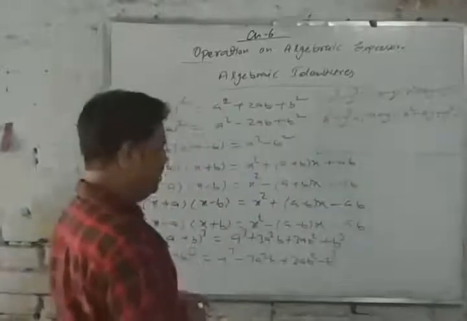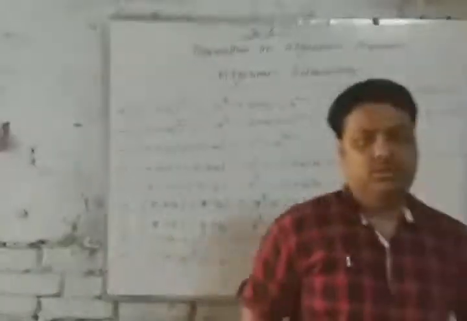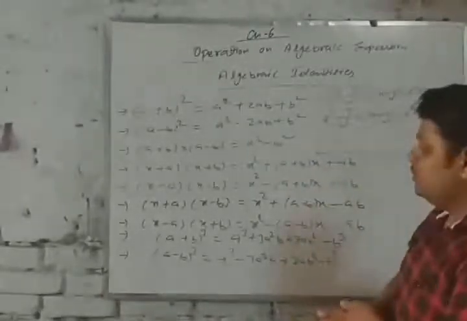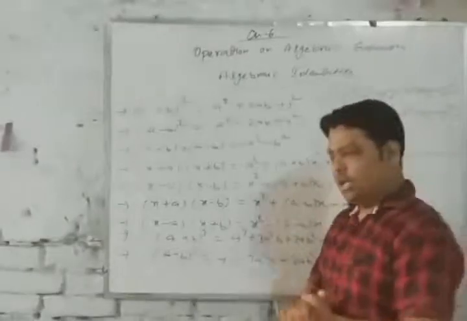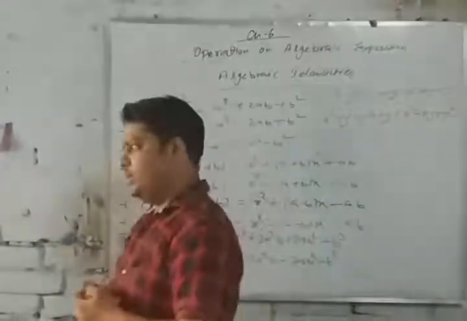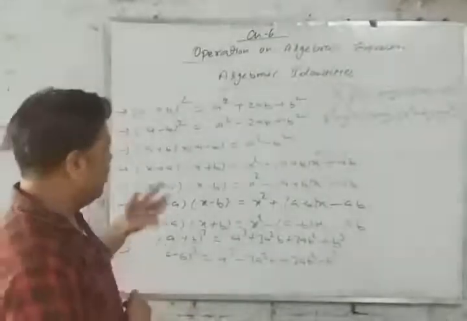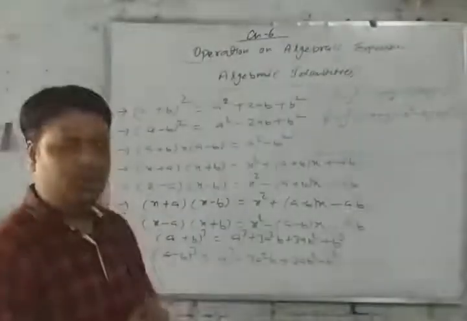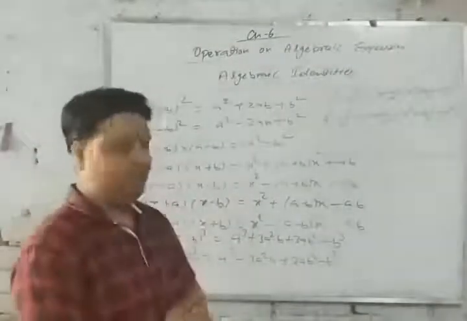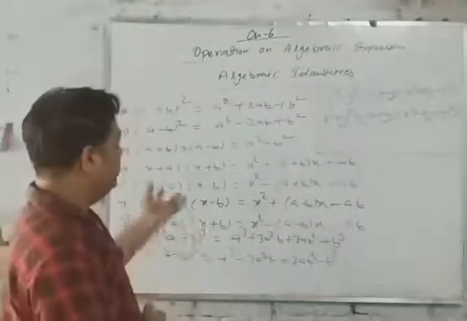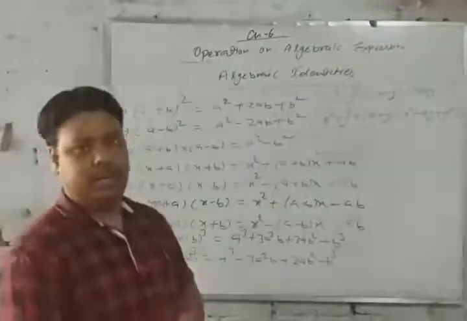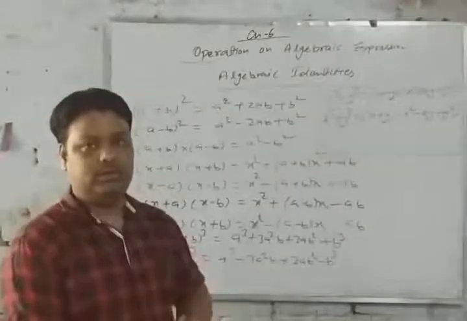So these are all the identities we have discussed in 3 days. I hope you all have understood. Everyone will note this down in your copy. I have also described the trick for how to learn them, how they are interrelated, and how to find the identities. I have described all the things.